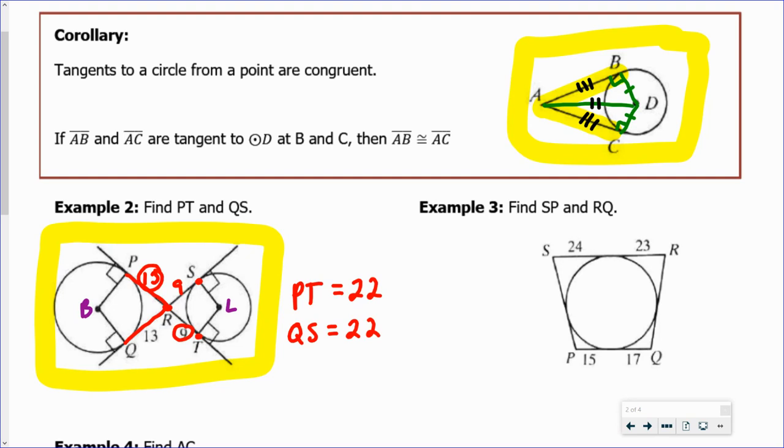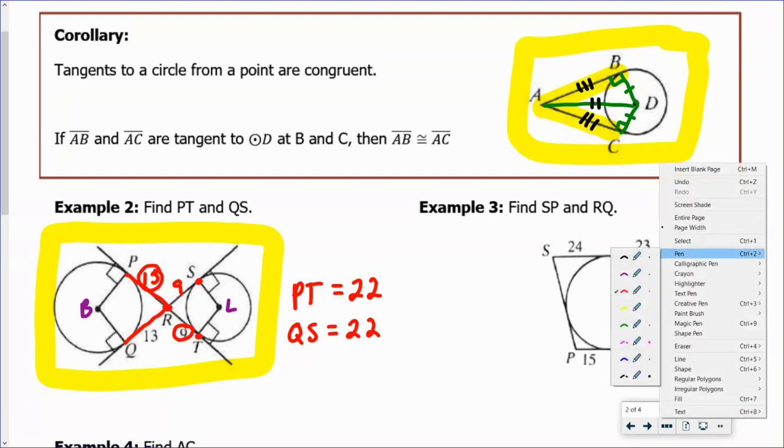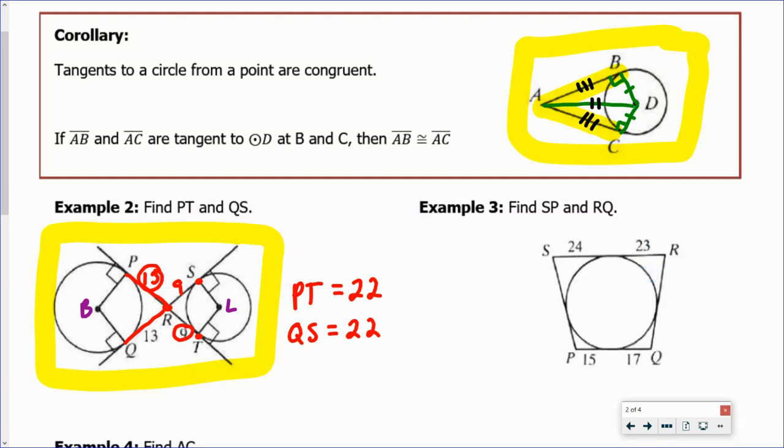Example 3. Similar deal here. We have a circle that is inscribed in that polygon.